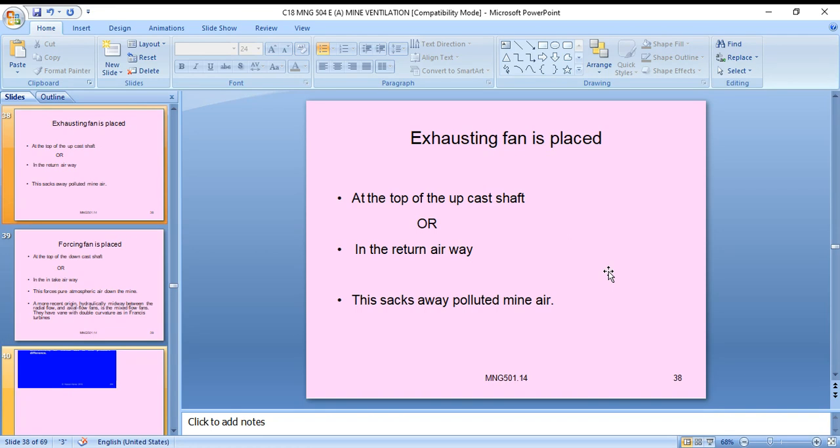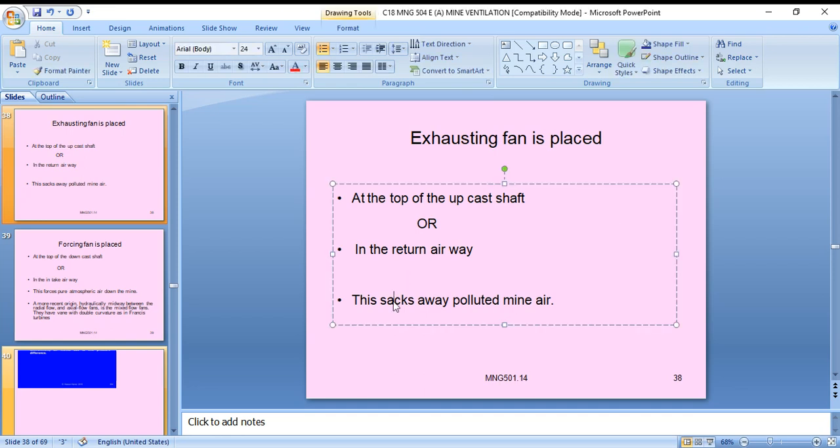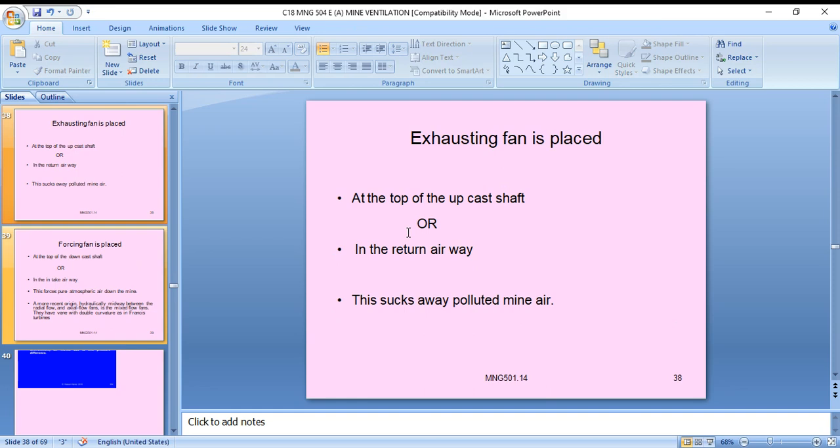An exhaust fan is placed at the top of the upcast shaft in the return airway. This sucks the evaporated mine air completely. So most of the exhaust fans are located in the shaft that gets good quality air. One shaft is through naturally, but the other is through the fan, which is the exhausting system.